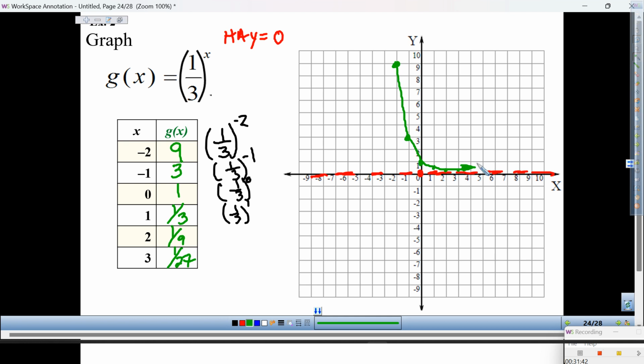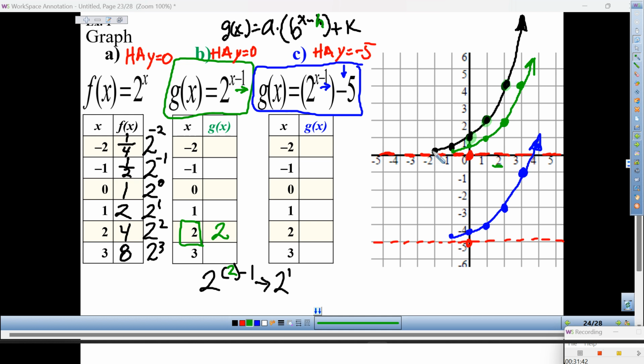So let's see. What do you guys notice on this one? That it started up here and it's going downward. You guys notice that? Look at the previous ones. Look up. They started down and they went upward.